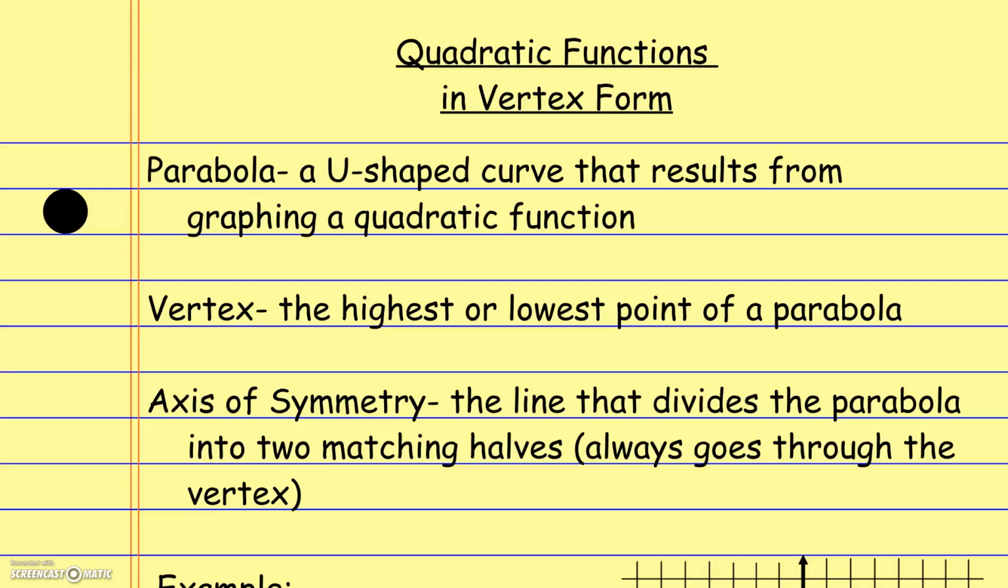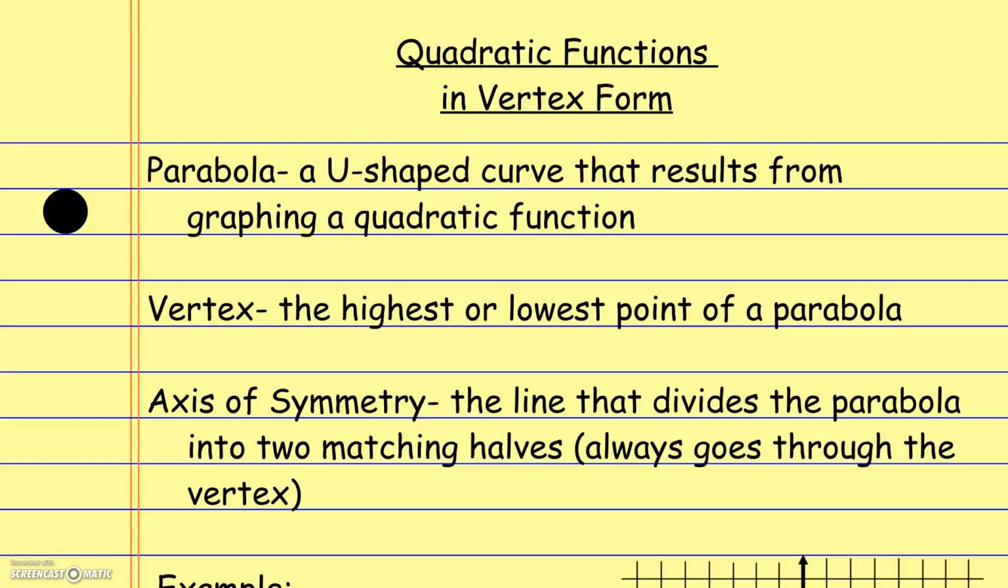The other thing that helps us graph these things is the axis of symmetry. This is a line that divides the parabola into two matching halves, and it always goes through the vertex. That's the other important thing about the axis of symmetry. Basically, it acts like a mirror. It cuts the parabola in half, and we have a mirror image on each side. And again, it always goes through the vertex because the vertex is at the center of this thing.